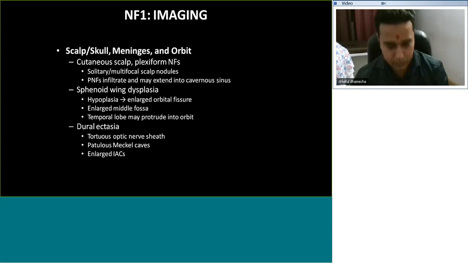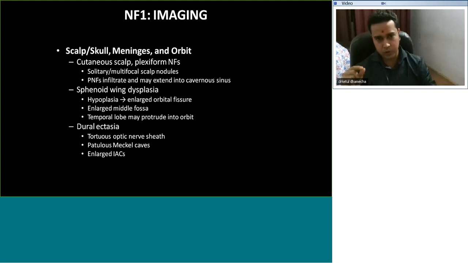What is the imaging aspect in NF1? We can start from the scalp and go inward: skull, meninges and the orbits are involved. Multiple small cutaneous neurofibromas can be seen in the scalp. They are solitary or multifocal, and many times can infiltrate into the cavernous sinus. Sphenoid dysplasia: there is hypoplasia with resultant enlargement of the orbital fissure and an enlarged middle cranial fossa, and the temporal lobe may protrude into the orbit. Another thing is dural ectasia.